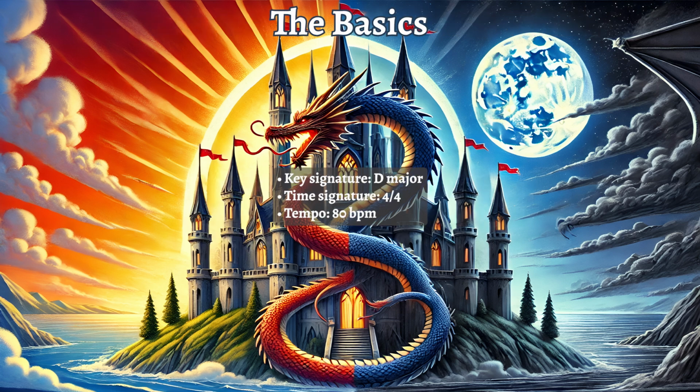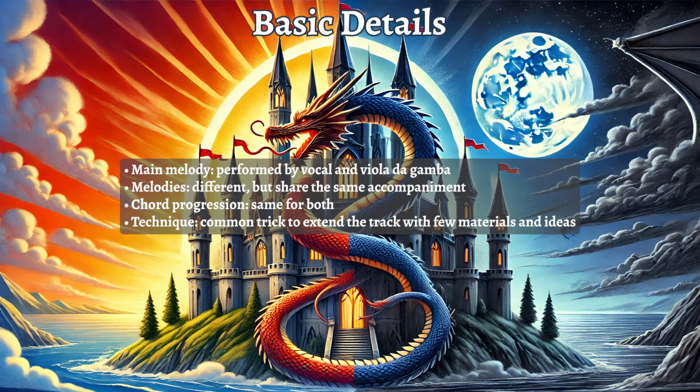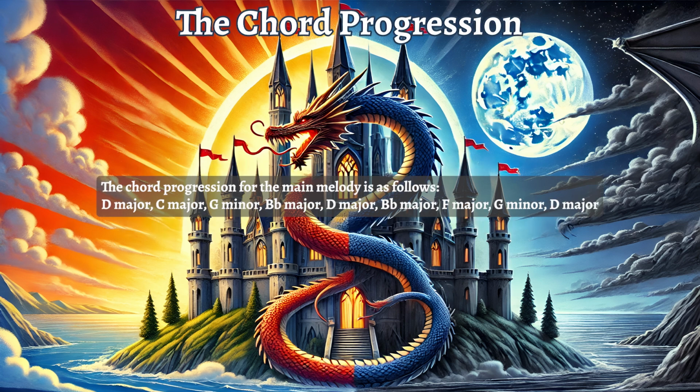In this case, the key signature is D major, the time signature is 4/4 time, and the tempo is 80 BPM. The main melody is performed by the vocal and the viola da gamba. They play different melodies, but share the same accompaniment and chord progression. This is a common trick to extend your track with relatively few materials and ideas. The chord progression for the main melody is as follows.